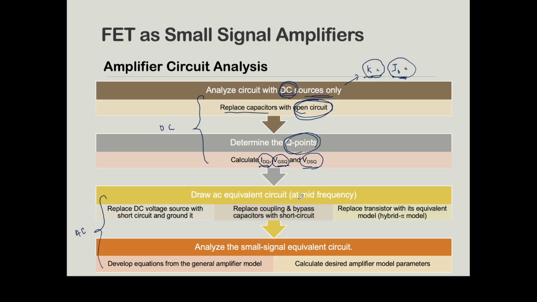Next, with the values of IDQ, VGSQ, VDSQ, K and rd, we can proceed with the AC analysis, where we only focus on the mid-frequency range. So how to solve the AC analysis? First of all, we need to replace the DC voltage source with a short circuit and ground it, meaning that it's the same as BJT, where all the DC voltage sources become ground.